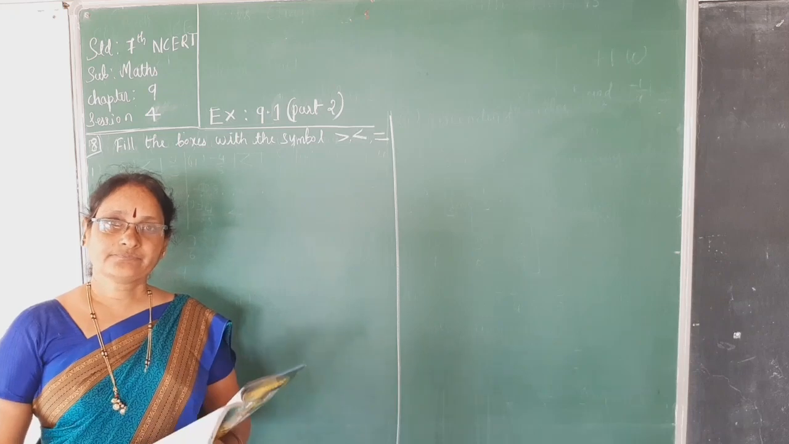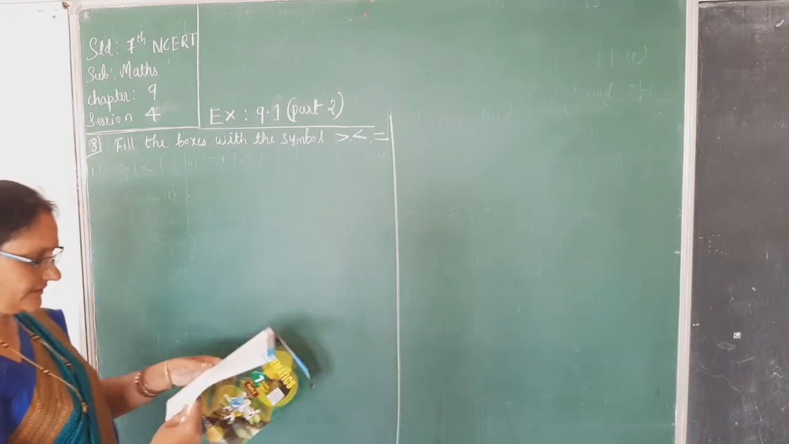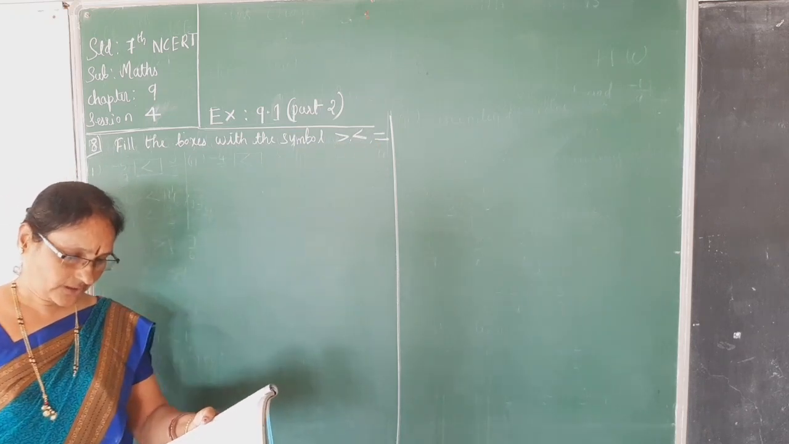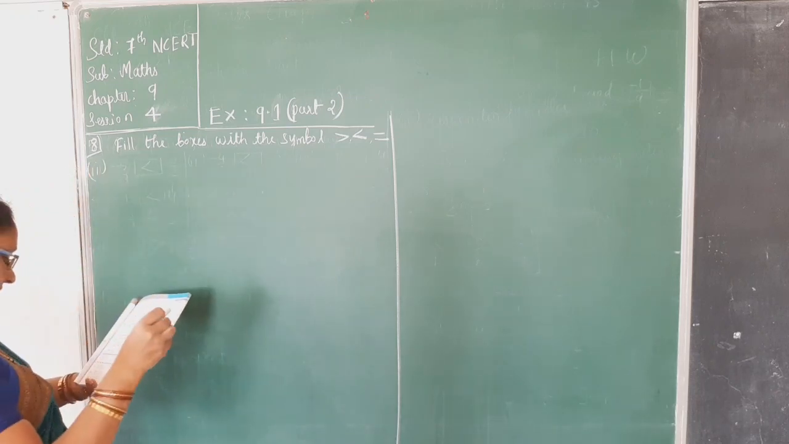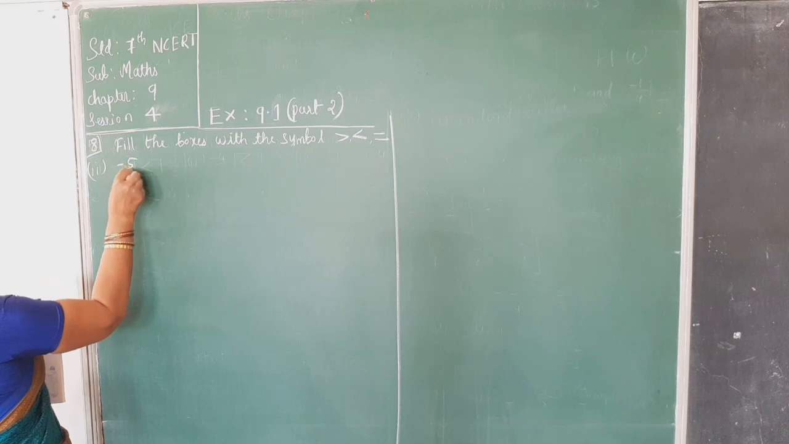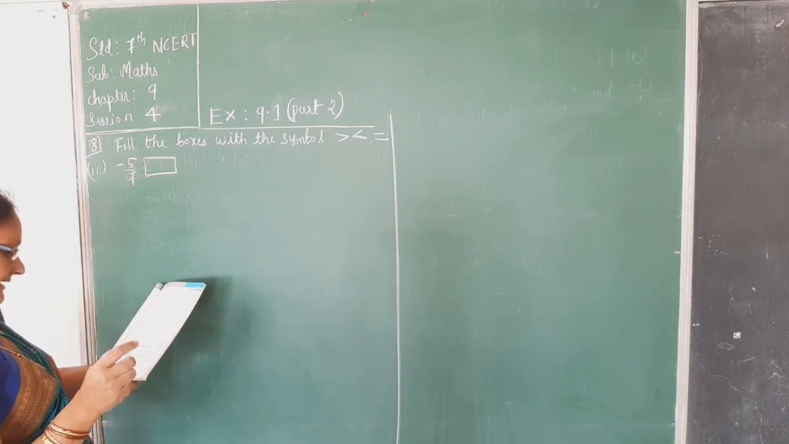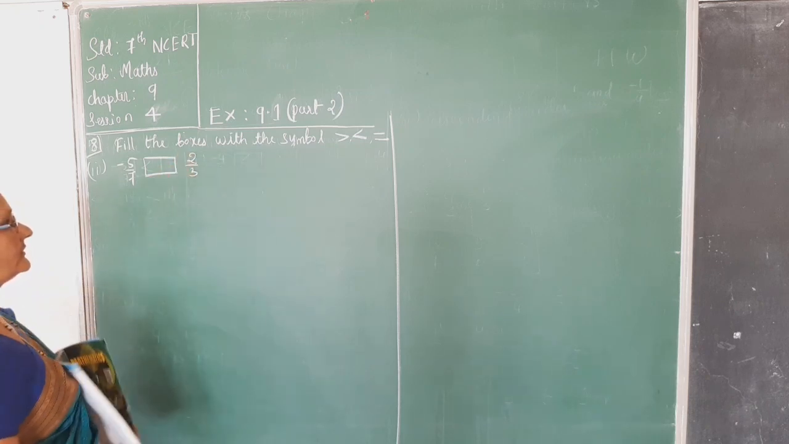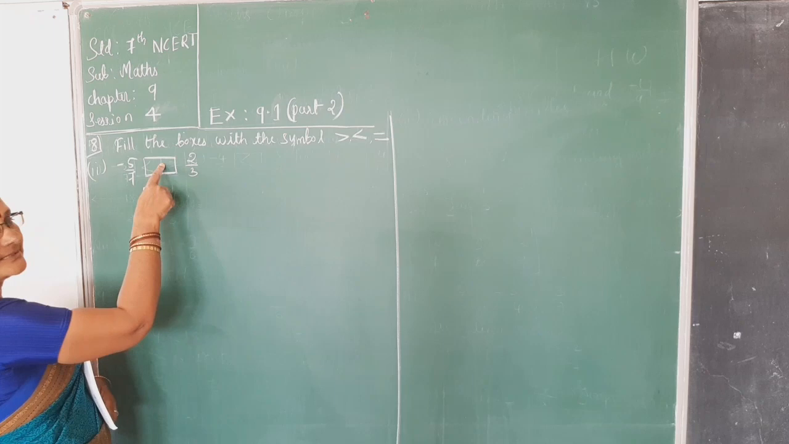See now the eighth main. In the eighth main, fill in the blanks with the correct symbol, greater, smaller or equal. How to do this? See, first one I am doing here. Minus 5 by 7. Here there is a box, you have to put either greater, smaller or equal, and here 2 by 3. See, different denominators are there.